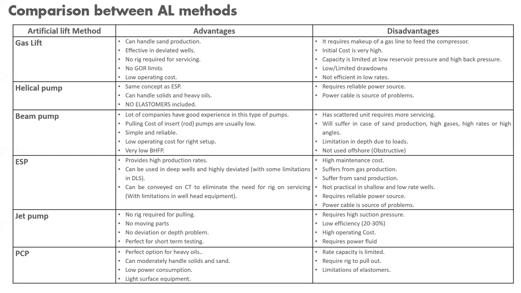The PCP, or progressive cavity pump, is a perfect option for heavy oils, and can moderately handle solids and sand. It is a low power consumption pump, and it has light surface equipment with a small footprint. The rate capacity is limited, it requires a rig to pull and run, and it has limitations from the elastomers in terms of temperature, gases, and light fluids. So it is the most robust application where the API for the fluid is low or the fluids are heavy in density.